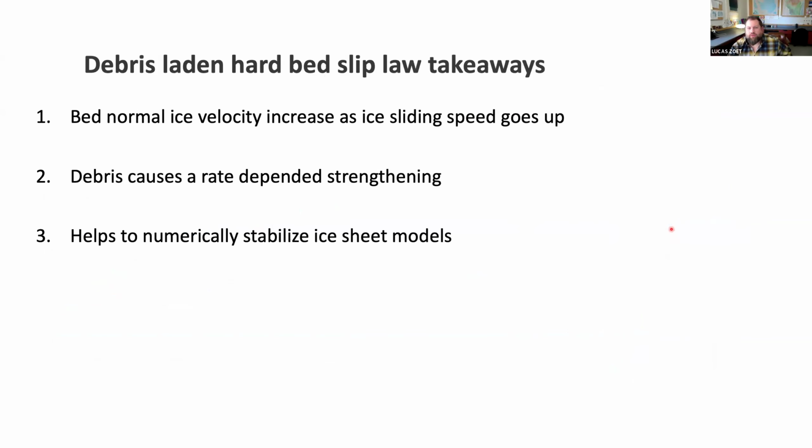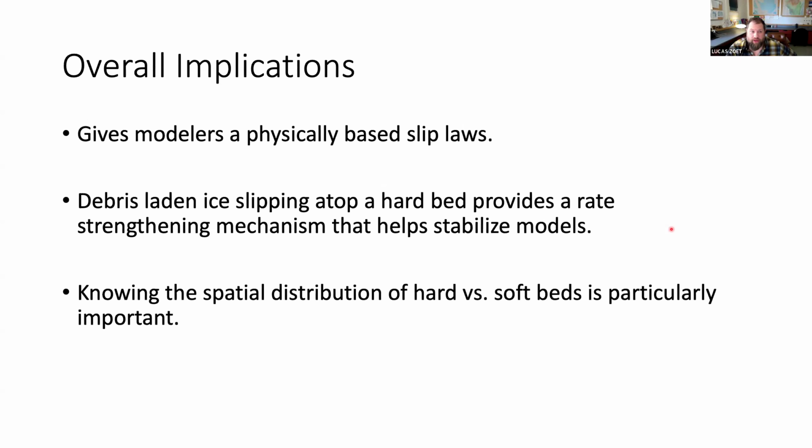So for the debris-laden hard bed slip law, a couple of the takeaways are that the bed-normal ice velocity increases as the sliding speed goes up. That makes sense. As those cavities get bigger, it's concentrating the stress on smaller and smaller areas. That ice has to flow around what's left of the bed in those parts, and that pushes those particles into the bed harder and harder. The debris causes a rate-dependent strengthening, and that's what I just showed before. And this, to me, is an interesting aspect: it really helps to numerically stabilize ice sheet models, right? If you have a part of the bed that can have this rate strengthening component to it, and is not so much the regularized Coulomb, those are the really important parts of the bed, right?